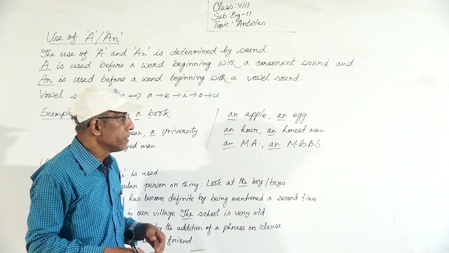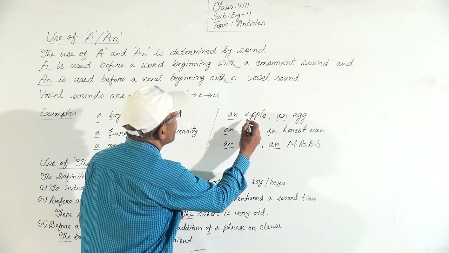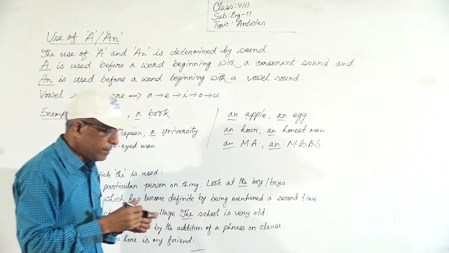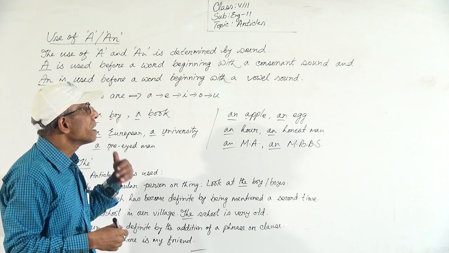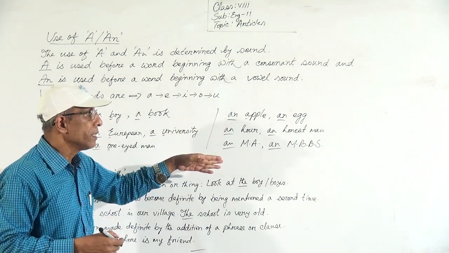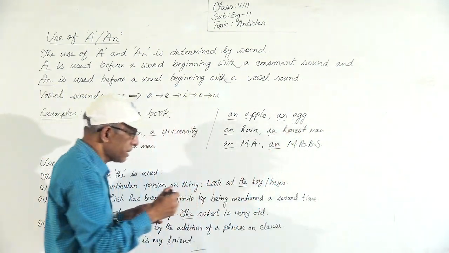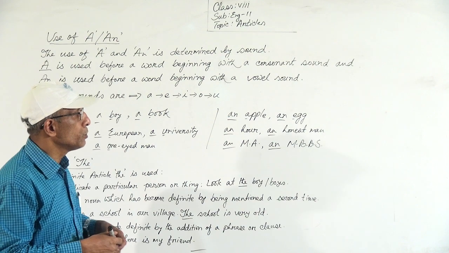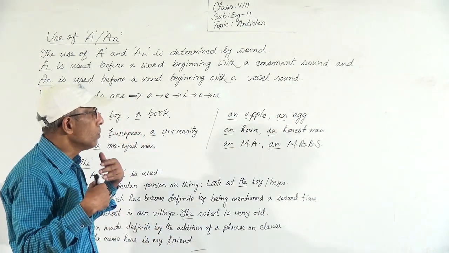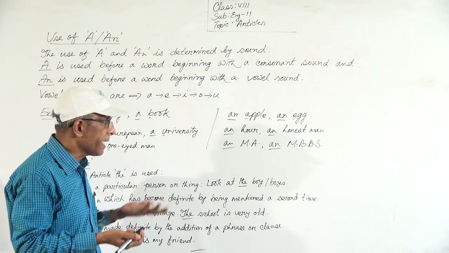An apple. You see, before the word apple there is a vowel, and it is a vowel sound, so you have to use an before apple. And egg. You also see there is a vowel and this is a vowel sound, so you have to use an before egg. So you have to say an apple, an egg.